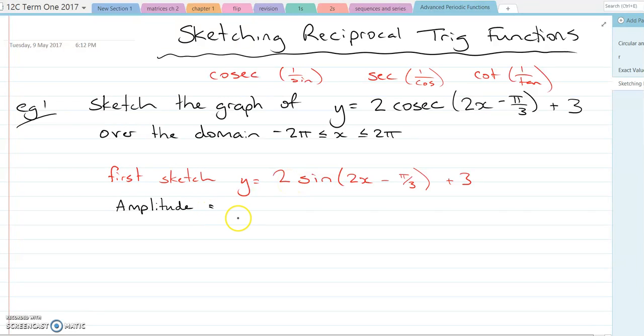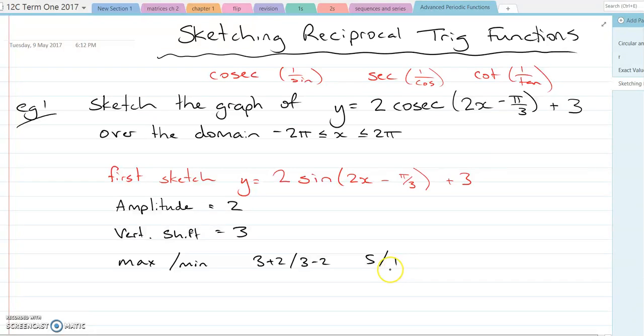The amplitude of that one is 2. The vertical shift is 3. So that gives us the max and min of 3 plus 2, 3 minus 2, so that is 5 and 1. What else do we got here?